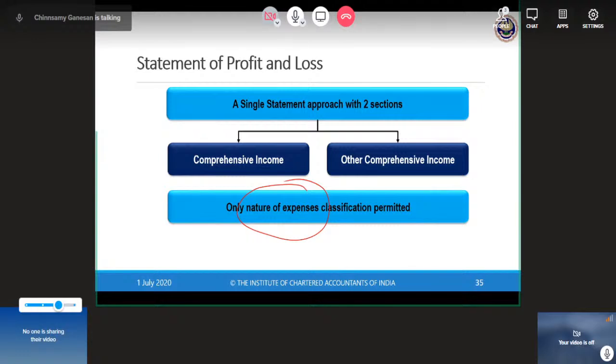So when you can classify based on a function, production overhead, administrative overheads, selling overheads, you can do that. But that is permitted only as per IAS 1. It is not permitted as per Ind AS 1. Ind AS 1 permits only the nature of expenses model. Here IAS 1 gives nature and also functional basis. Two bases are permitted as per IAS 1. But Ind AS 1, only one option. That is the nature of expenses model. Functional basis is not permitted.